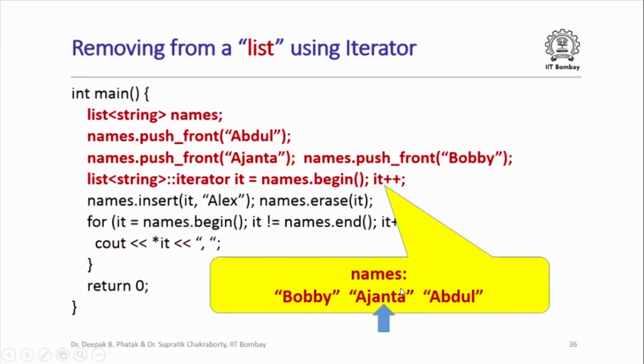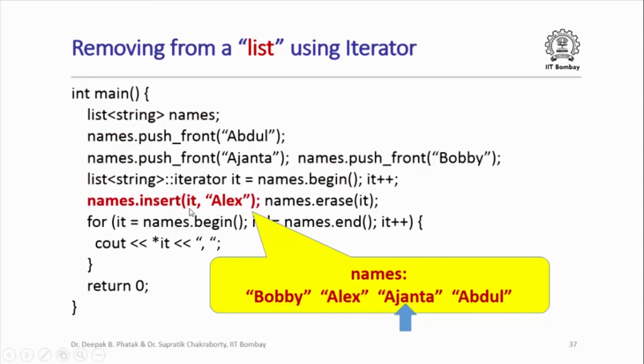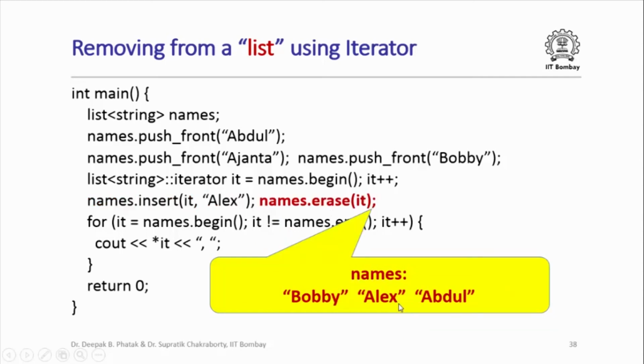I could also remove an element from a list using an iterator. So once again, this part of the code shown in brown basically creates this list, and IT is now pointing to Ajanta. And then I say names.insert IT Alex. So Alex gets inserted just prior to Ajanta. IT is still pointing to Ajanta. And now when I say names.erase IT, Ajanta is erased from the list. This is a deletion of an element from the list. So the list that now remains is just this.